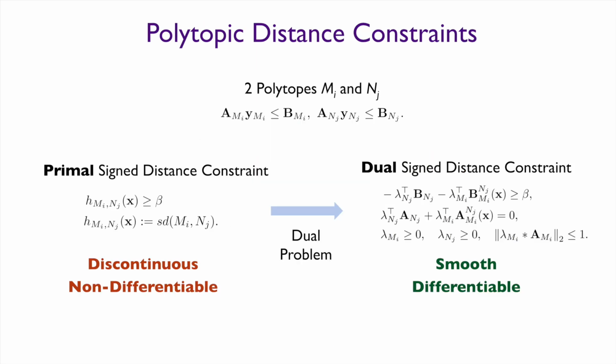We impose the polytope-to-polytope distance constraint using a signed distance constraint. On the left-hand side, you can see the minimum distance formulation for two polytopes Mi and Nj. Unfortunately, this primal constraint is discontinuous and non-differentiable, which makes it hard to integrate into optimization problems. By applying duality theory, we can formulate an equivalent constraint that is smooth and differentiable.